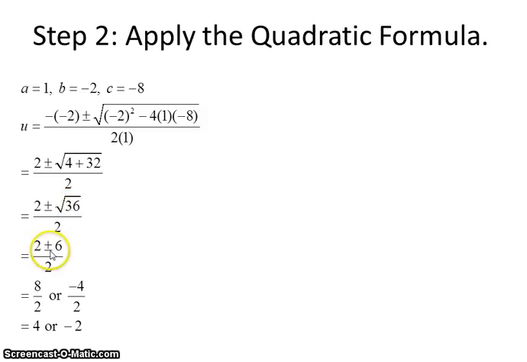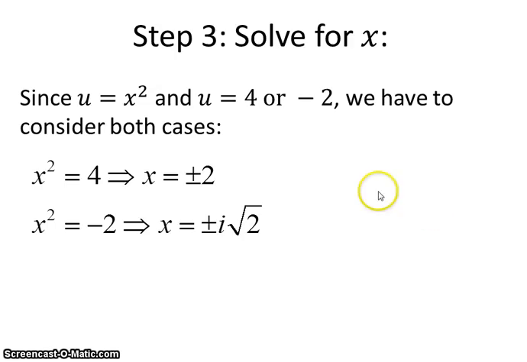So we get 2 plus or minus 6 over 2. The plus case will give us 8 over 2, which is 4. The minus case will give us negative 4 over 2, which is negative 2. And those are the two answers you would get if you factored. But those are what u is equal to, and we want what x is equal to.